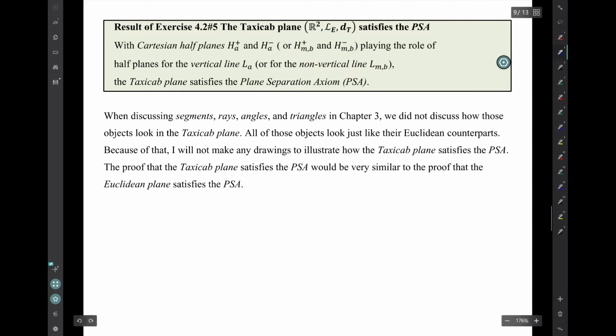Now, when discussing segments, rays, angles, and triangles in Chapter 3, we did not discuss how those objects look in the taxicab plane, but in fact, all those objects look just like their Euclidean counterparts. So because of that, I won't make any drawings to illustrate the taxicab plane and its half planes. The proof that the taxicab plane satisfies the plane separation axiom would be very similar to the proof that the Euclidean plane satisfies the plane separation axiom.